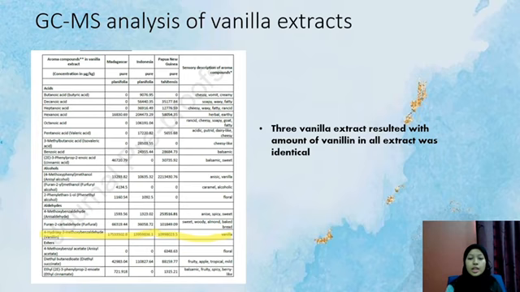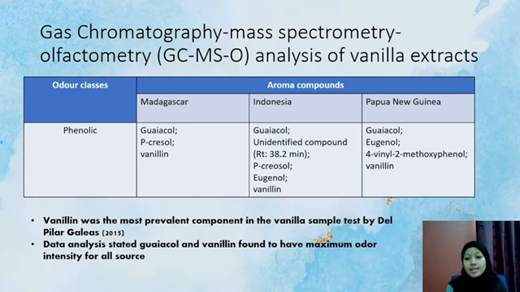The vanilla extracts that were used in the experiment are from Madagascar, Papua New Guinea, and Indonesia. Through GCMS analysis of vanilla extract, we can see that the amount of vanillin in all 3 extracts were almost identical. Next is gas chromatography, mass spectrometry, olfactometry, GCMSO analysis of vanilla extract.